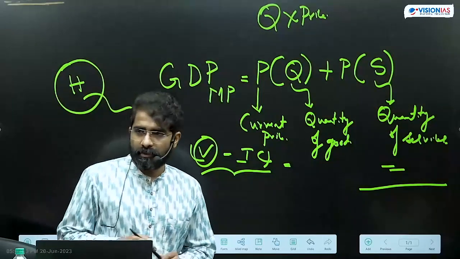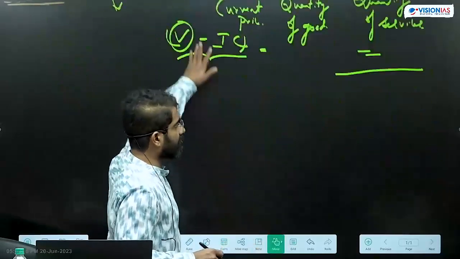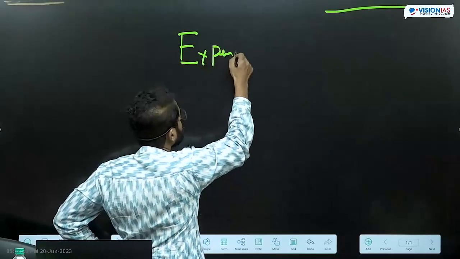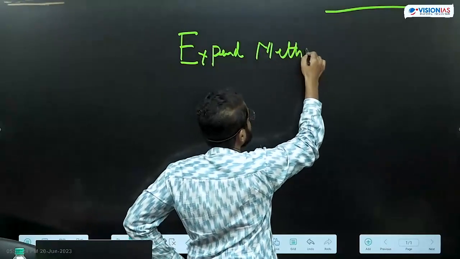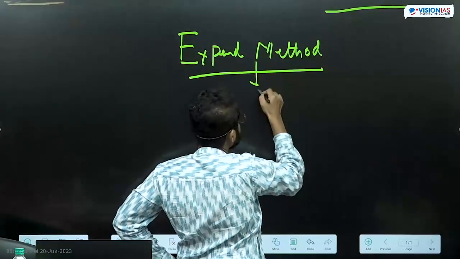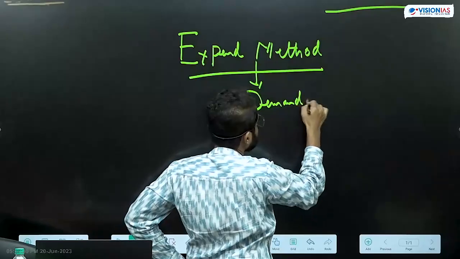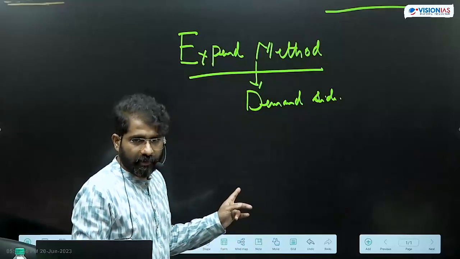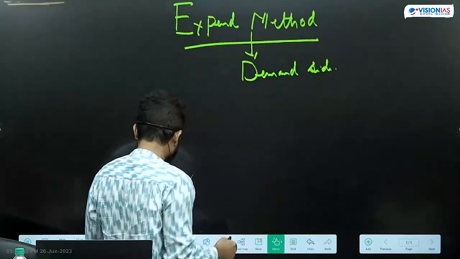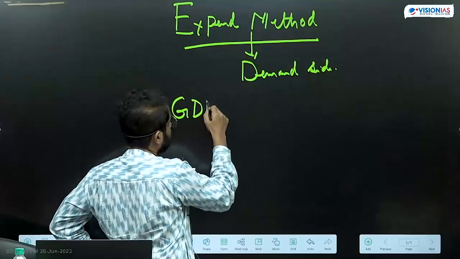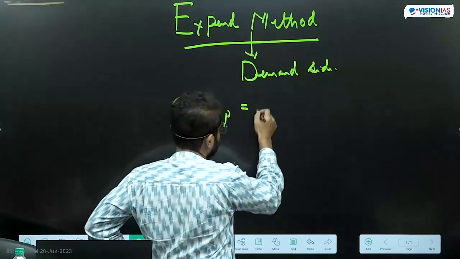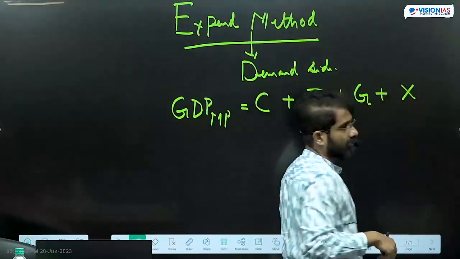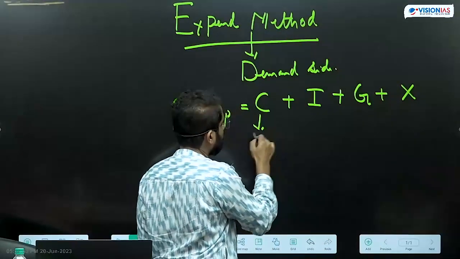Is this clear? Okay. So let's discuss the expenditure method, which to some extent you already know. Expenditure method can be seen as the demand side. So GDP at market price, remember, is equal to C plus I plus G plus X. C is something like the household consumption.